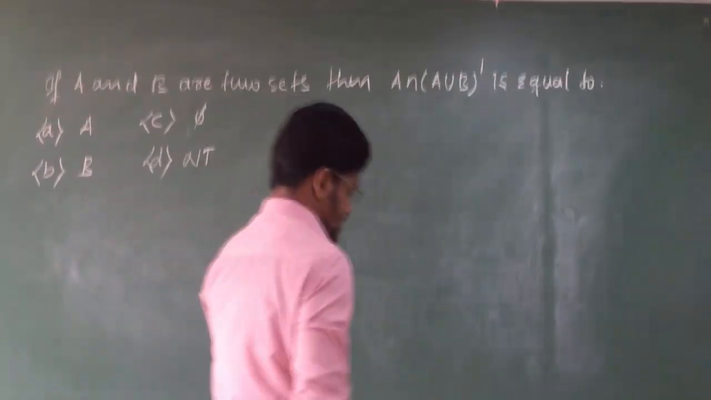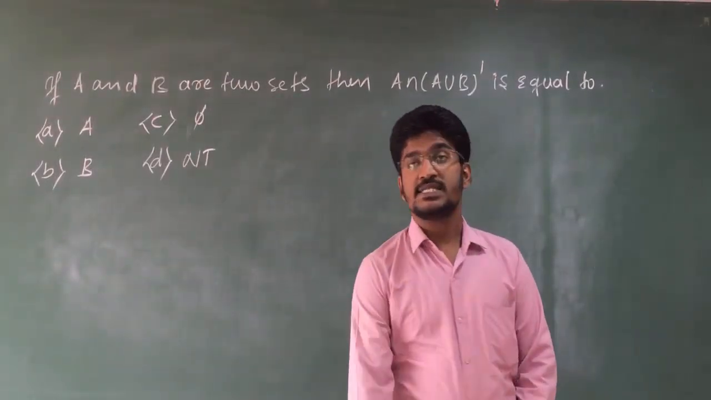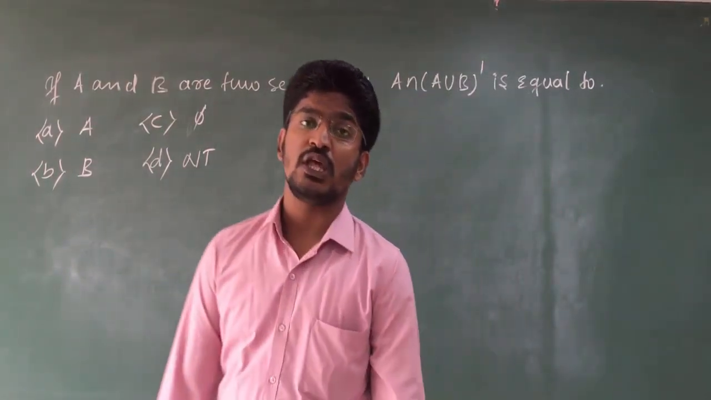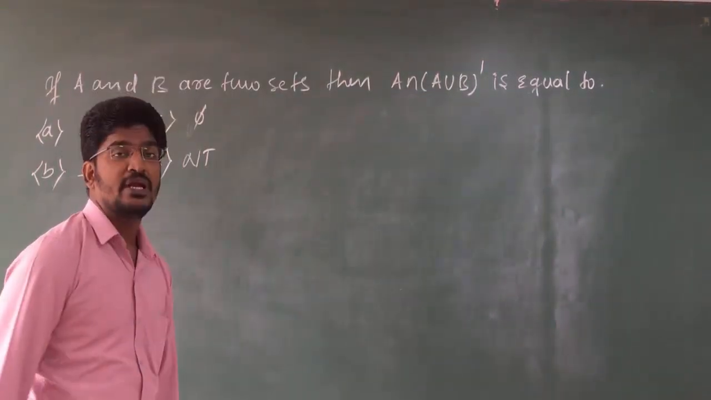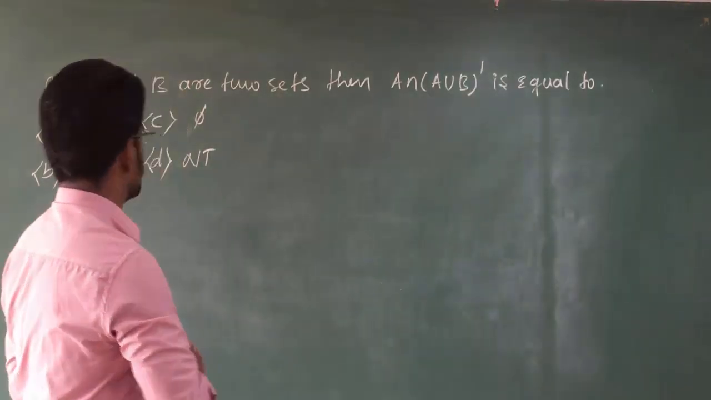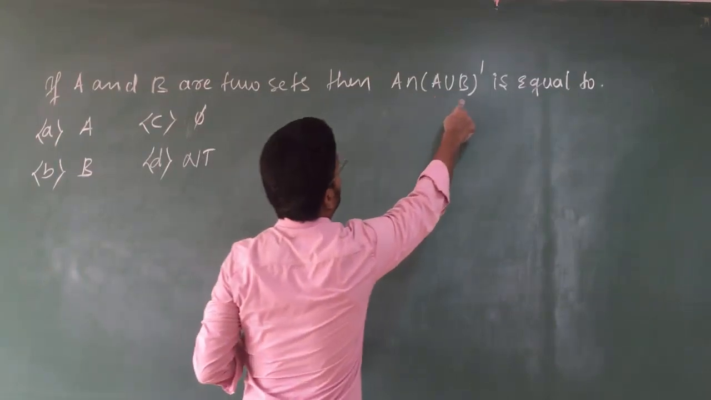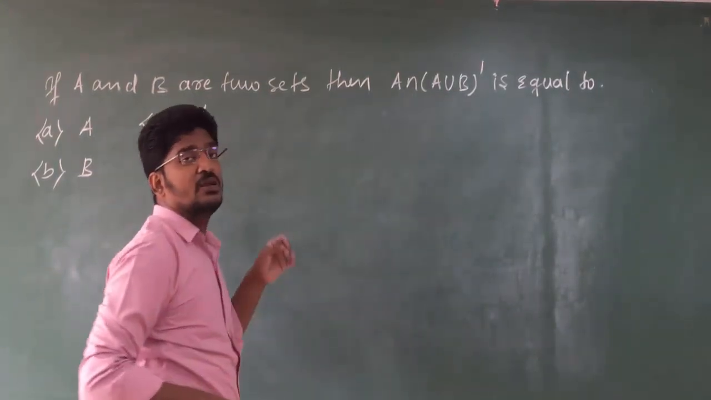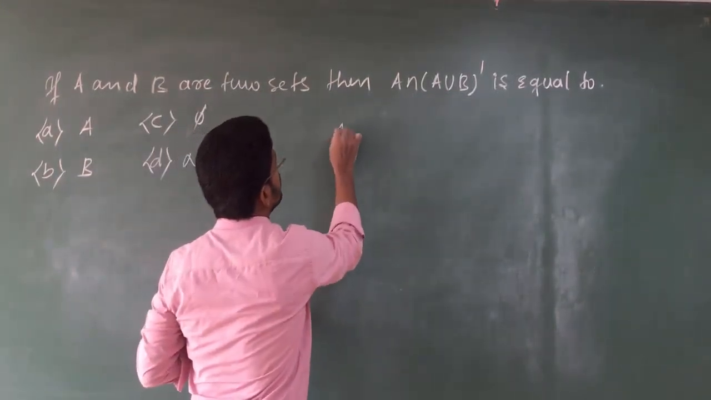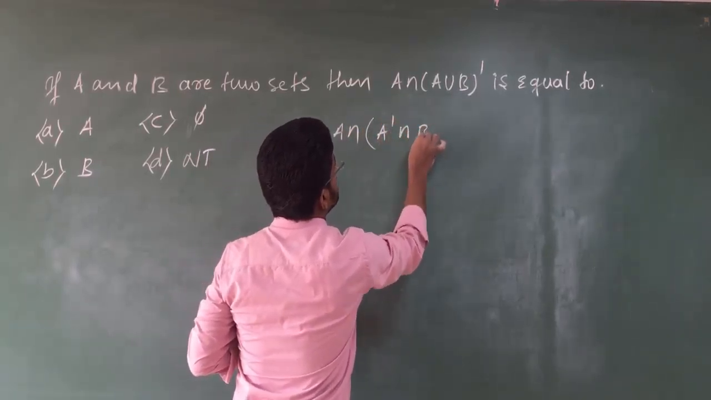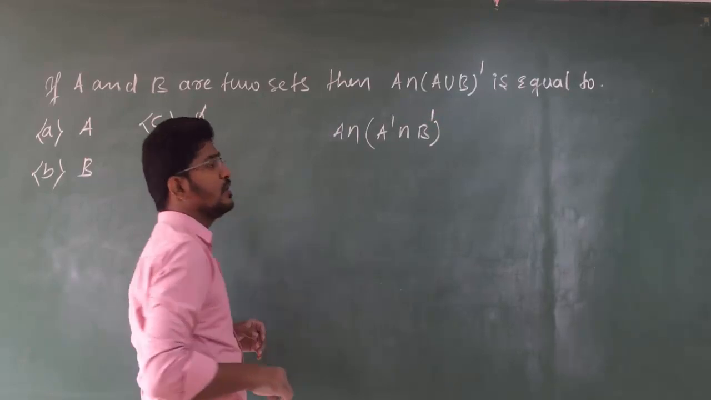Clear? Okay students, if A and B are two sets, then A intersection (A union B) whole complement, what are they asking? Okay, this is also a very simple problem. You apply the property of (A union B) whole complement. This term is A complement intersection B complement. Clear?